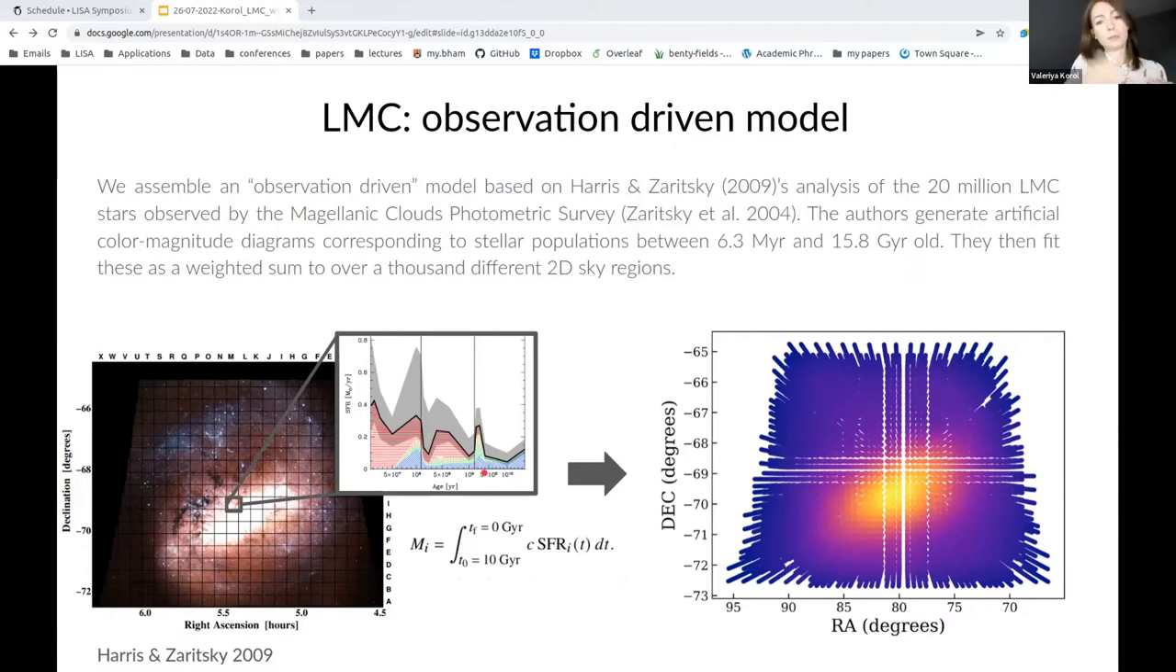According to the star formation history of the pixel, and the number of injected binaries per pixel is given by the integral of the star formation rate, that gives us the total mass of stars in that pixel. So here on the right, you see our version of the LMC based on this study.